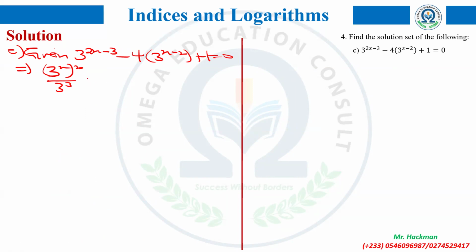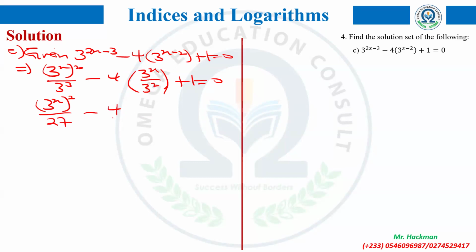Then minus, my bracket here will give me 4 into 3 to the power x all over 3 squared. Do you agree? Then plus 1 is equal to 0. So now I'm going to get the 3 to the powers before I carry out my substitution. So I'll get 3 to the power x all squared over 27, minus 4 over 9 into 3 to the power x, plus 1 is equal to 0. Do you agree?